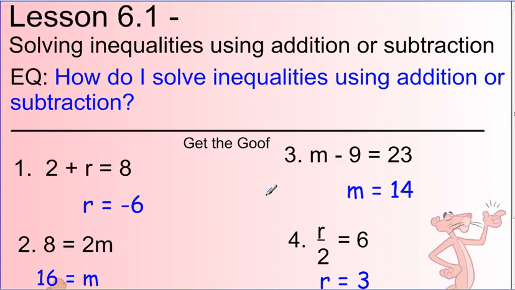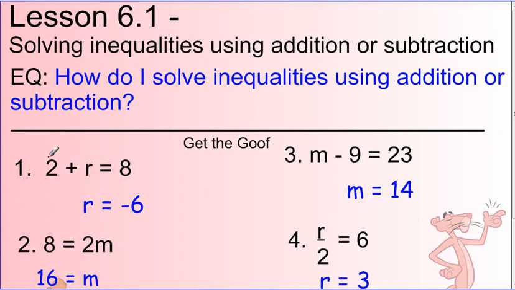The Get the Goofs down here are all one-step equations, which we talked about way back in the beginning of Chapter 3. The way we solved all these equations is we were trying to get the variable by itself, and we had those 5 steps: getting rid of parentheses, combining like terms on each side, getting rid of the variable on one side if there's a variable on both sides, getting rid of multiply and divides, then getting rid of adds and subtracts. Well, these here all have one step, so we just do that one step.